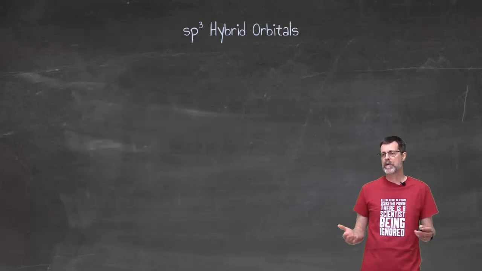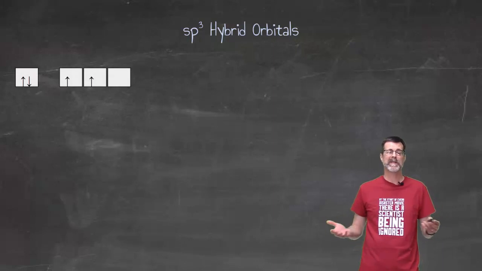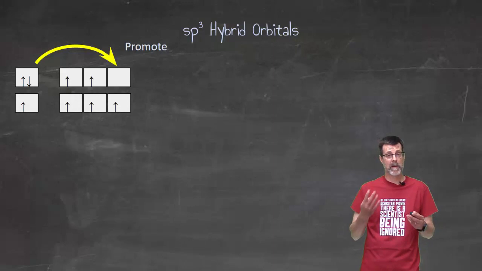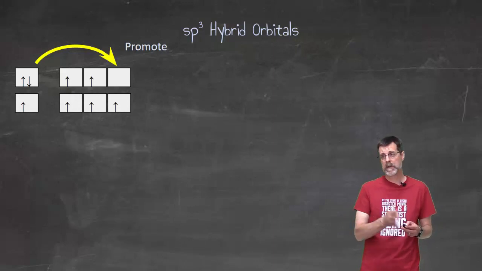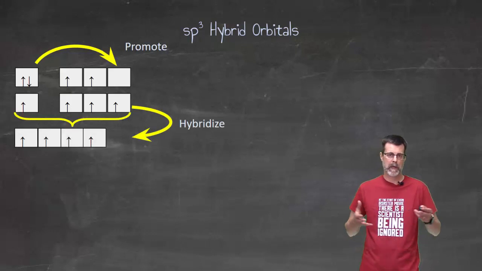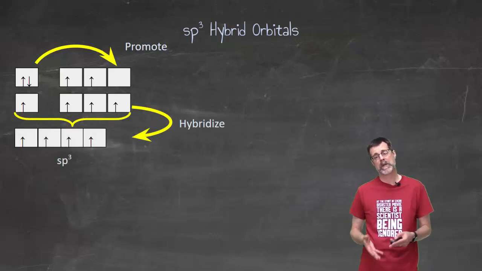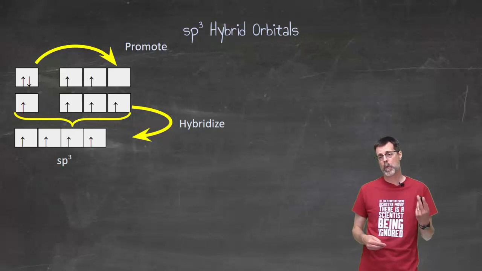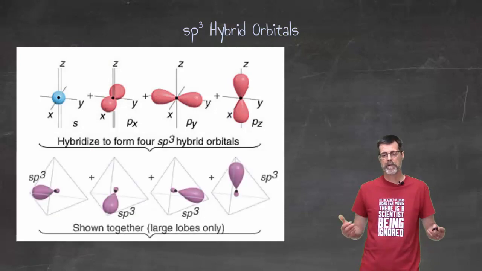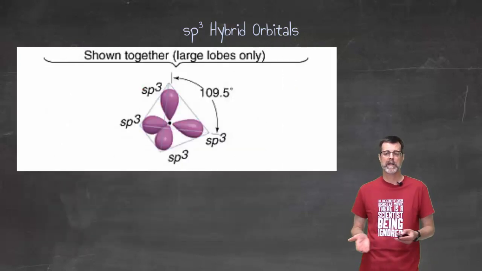What about sp3? What do you think is going to happen there? Well, similar kind of thing. I'm going to promote and I'm going to hybridize, so now I've got four single electrons in separate orbitals, and then I'm going to hybridize those into a new kind of orbital called sp3. All three p orbitals, one s, four orbitals going in, four orbitals coming out, and that's going to start here, finish here, and then combine together to make my sp3, my tetrahedral VSEPR shape.